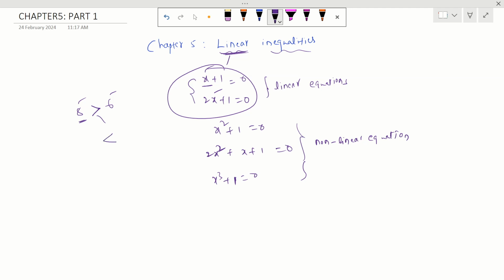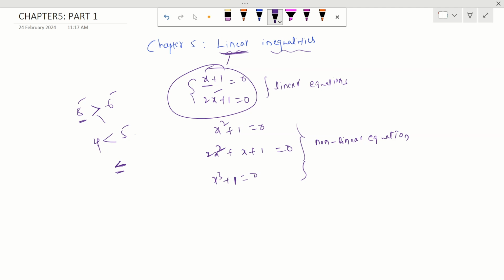The less than symbol is this one. Suppose I'm writing 4 is less than 5, right? And if I write here, this is the symbol for less than or equal to. Less than or equal to means either the less than symbol or equal to, so 4 is less than or equal to 5.